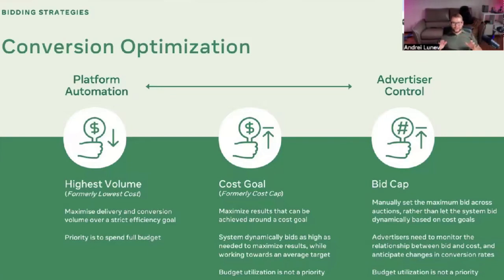So how to transition the account from the lowest cost to the bid caps. The most common mistake that media buyers make is inflating the bid caps. And why do they do that? Because it's very hard to make bid caps spend in the very beginning when you start to transition the account from the highest volume to bid caps.